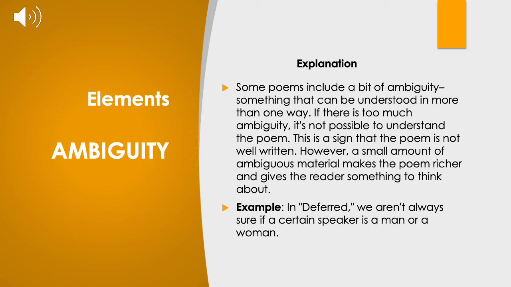Ambiguity. Some poems include a bit of ambiguity, something that can be understood in more than one way. If there is too much ambiguity, it is not possible to understand the poem. This is a sign that the poem is not well written. However, a small amount of ambiguous material makes the poem richer and gives the reader something to think about. Example. In "The Fair," we aren't always sure if a certain speaker is a man or a woman.